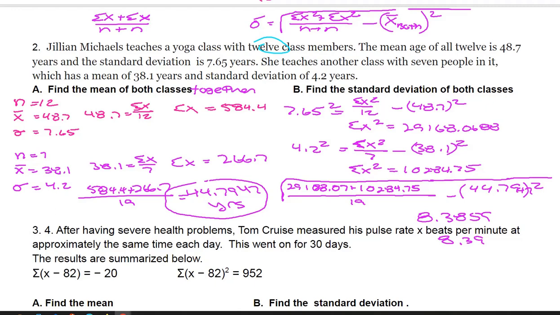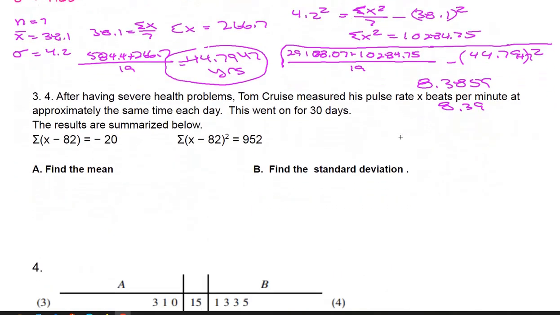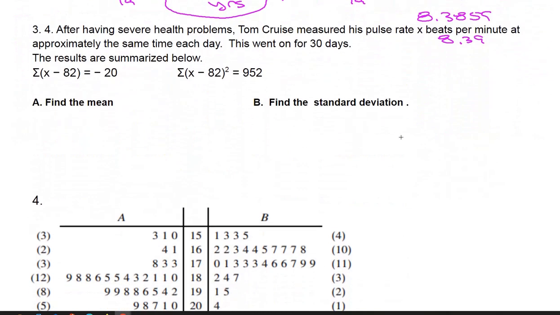All right, so let's take a look at the next one. Again, this is one where I screwed up. There's a typo on your paper. It's going to say 207. It should just say minus 20.